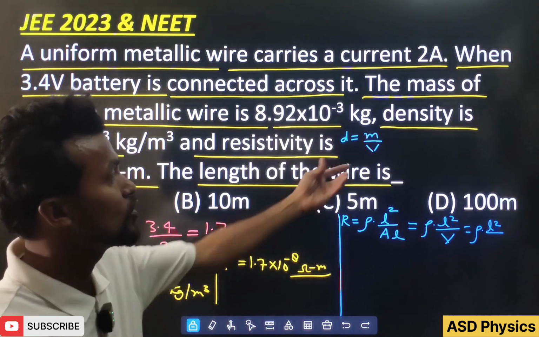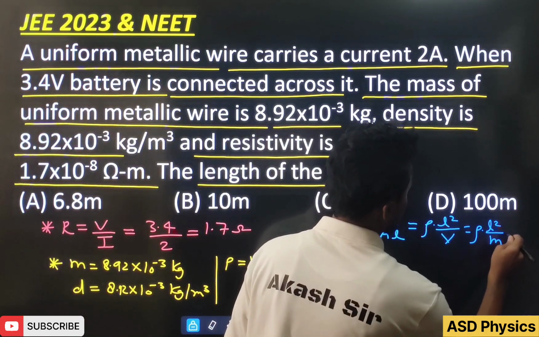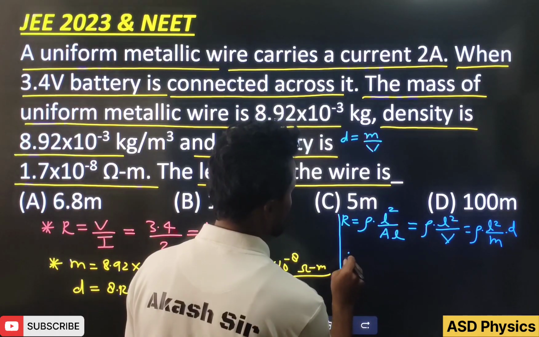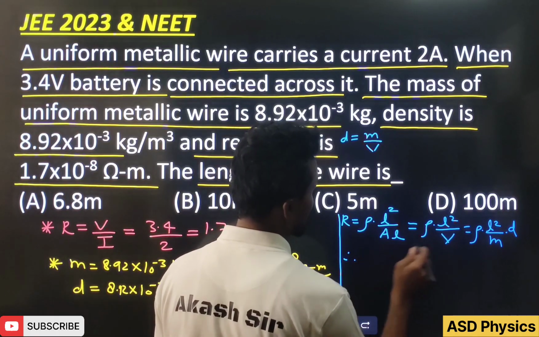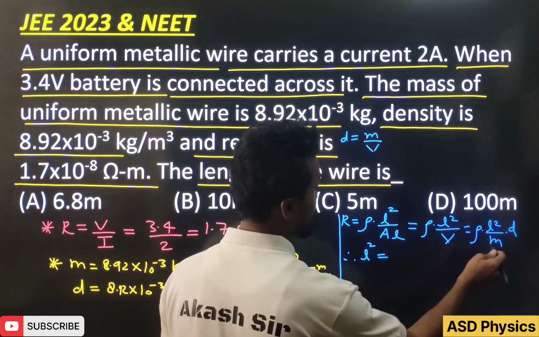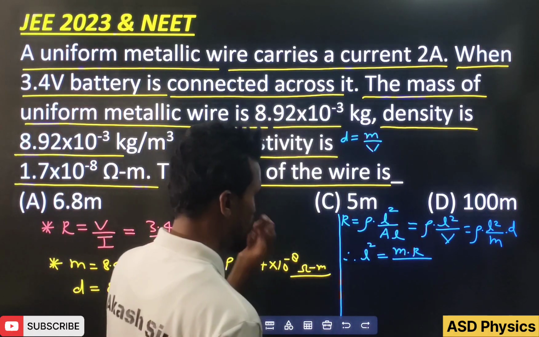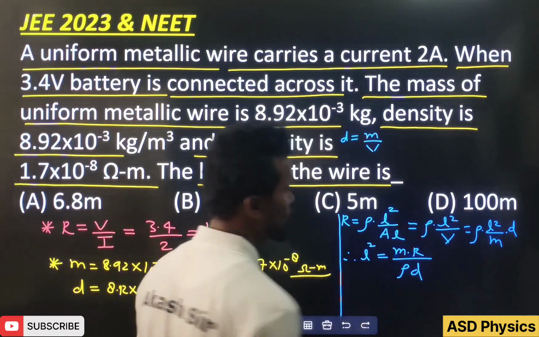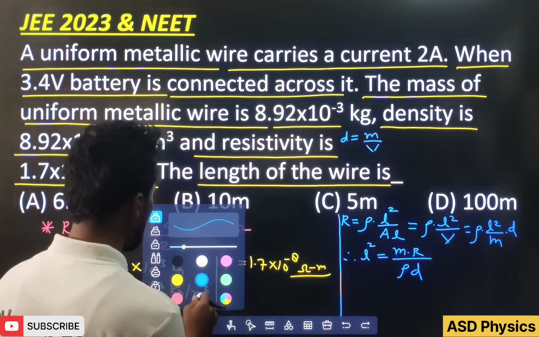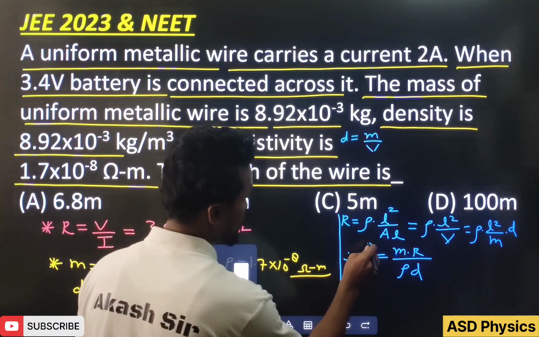So what is the volume? Volume is given by, students, mass by density. I will write here mass by density, so D will come here. So if I write here, students, you can see L square. Now L square is equal to what? M into R by rho D. Can you see very well? M into R by how much here? Rho D.